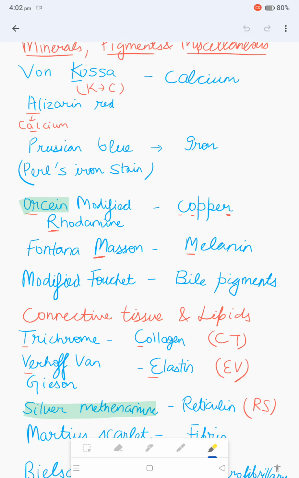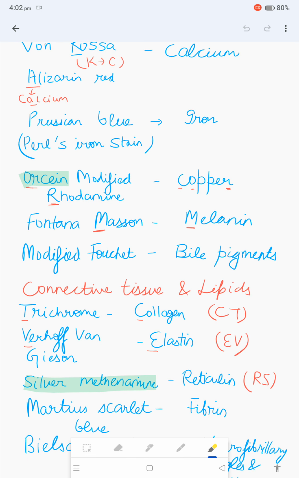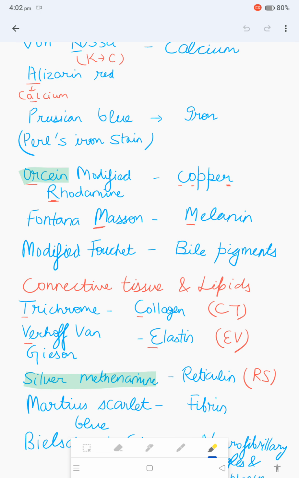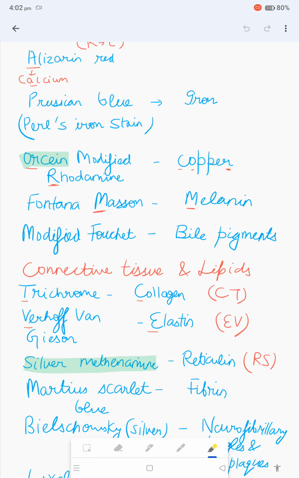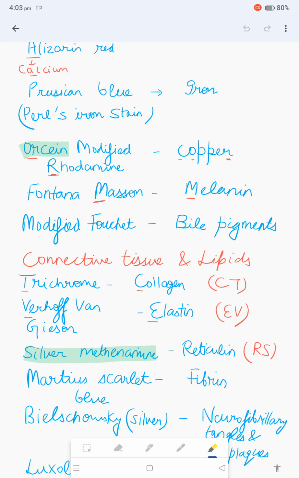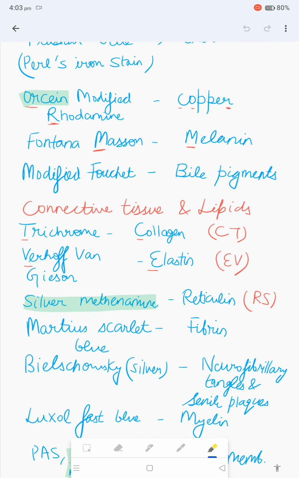Fontana-Masson stain. In Masson, M is coming, and in melanin also M is coming. So Fontana-Masson stain is for melanin. And modified Fouchet is for bile pigments. Then we have connective tissue and lipids.